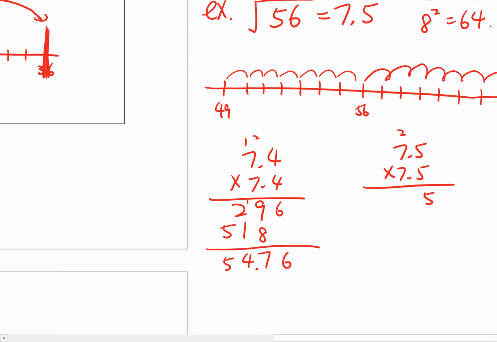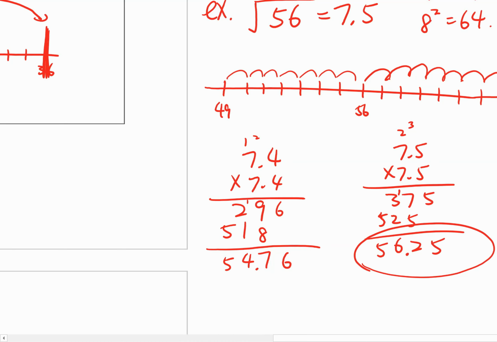That's 25, 35. 7 times 5 is 35. 49 plus 3 is 52. So this will be 5, 2, and a 6 and a 5. That's 2 decimal places. 56.25. So for sure, this is a better estimate. Okay, 7.5.